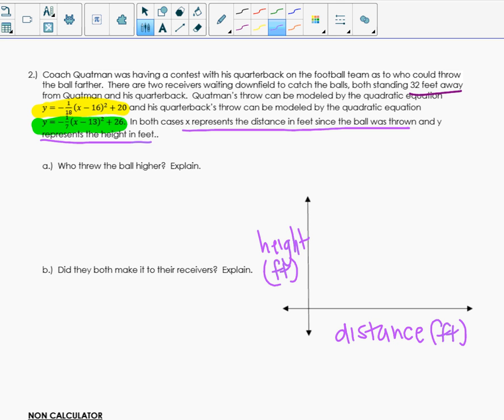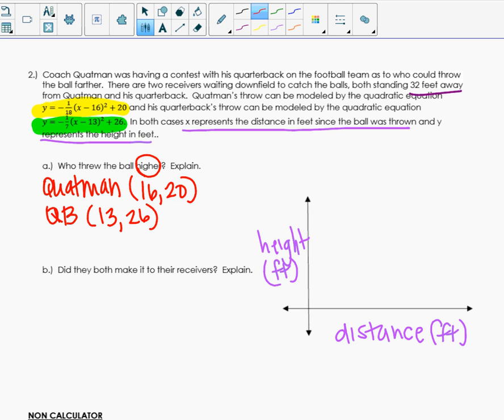Turn that logic on. The first question said, who threw the ball higher? Okay, well, part of this, you guys, is figuring out what part of the graph you need and when. If I'm asking for who threw the ball higher, you should be thinking, higher, maximum. Maximum's my extremum. My extremum comes from my vertex, okay? That's how you should be thinking. So I'm going to say, okay, well, Quatman's vertex is 16, 20. It's in vertex form. I can just pull it right out. Remember, if you're coming out of the parentheses, you take the opposite. The quarterback's vertex is at 13, 26.